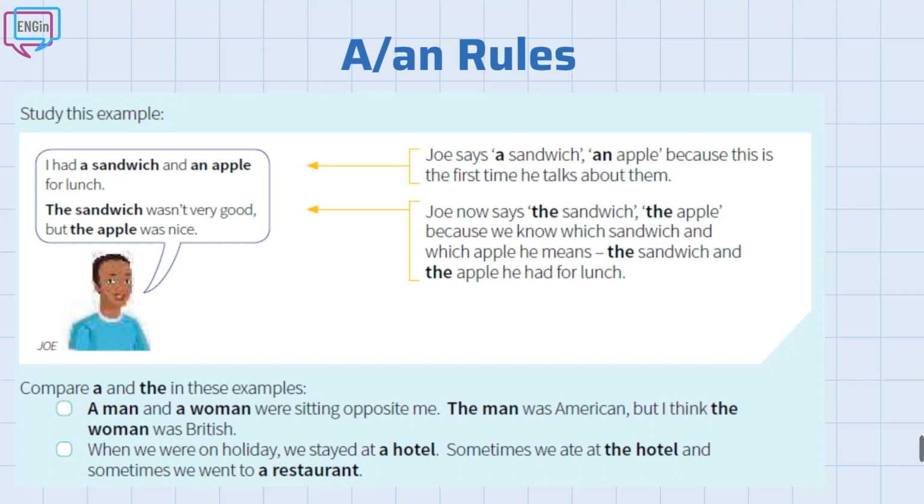It's important to compare the usage of "a" and "the" in the following examples. Let's look at one more case. "A man and a woman were sitting opposite me. The man was American, but I think the woman was British." Please emphasize to your learners that when we mention the object or the person for the second time, or when it is known to the listener and speaker, we need to opt for the definite article then.